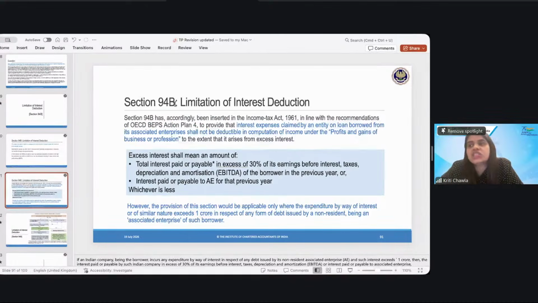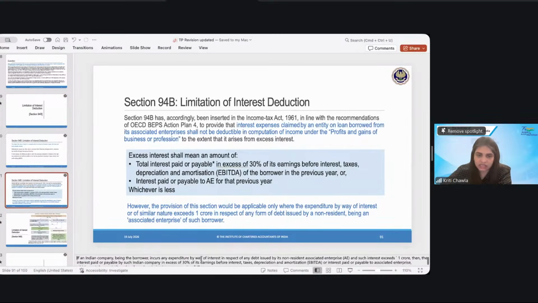Section 94B has been inserted in the Income Tax Act in line with the recommendations of OECD BEPS Action Plan 4. It provides that interest expenses claimed by an entity on a loan borrowed from its AE shall not be deductible in computation of income under PGBP to the extent it arises from excess interest. And what is excess interest? Well, it is the total interest paid or payable in excess of 30% of EBITDA of the borrower in the previous year, or the interest paid or payable to the AE for that previous year, whichever is less.